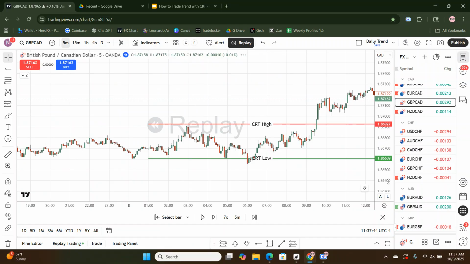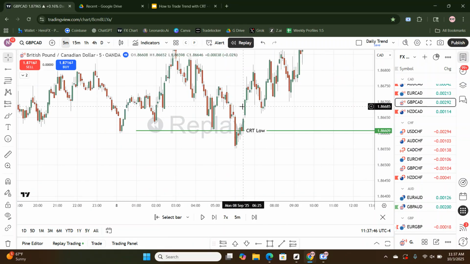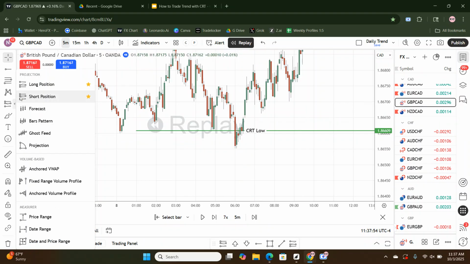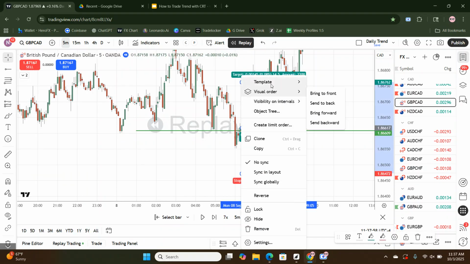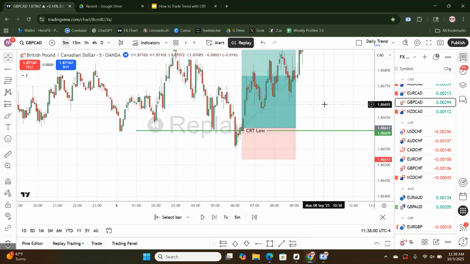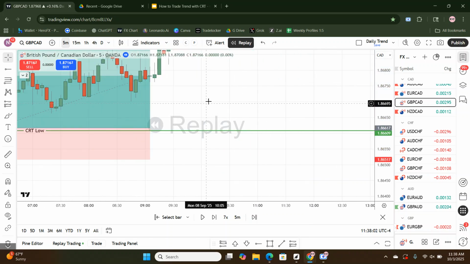My entry would have been at 6:30. Well, no, actually, it closed above it, back inside the range right here at 6:15. So we could have taken a long position right there at 6:15. Let me see if we can get away with a 10 pip stop loss. We can. Okay, let me make this a little bigger so you can see.